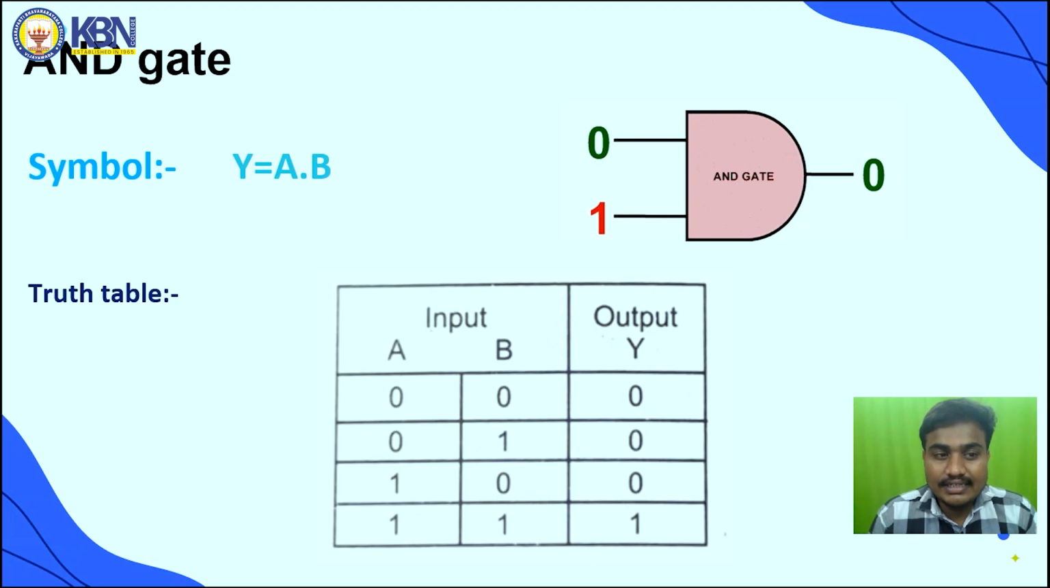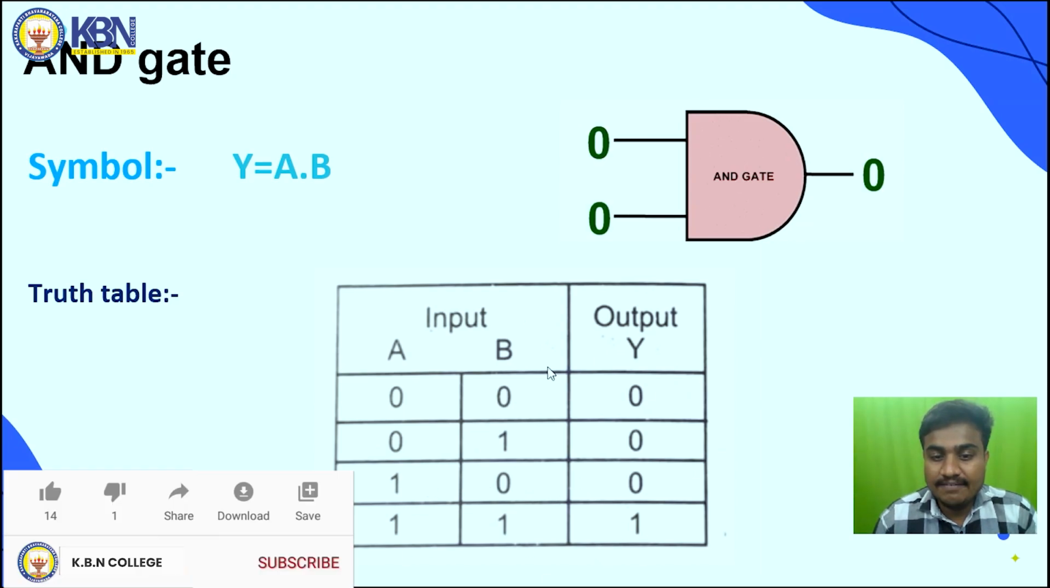The output of the AND gate is high when all the inputs are high. Here you can see it is high only when all the inputs are high. If any one of the inputs is low, the output is low. This is the operation of the AND gate.